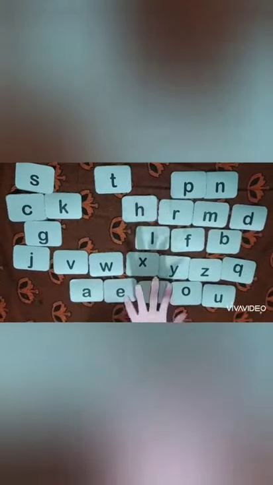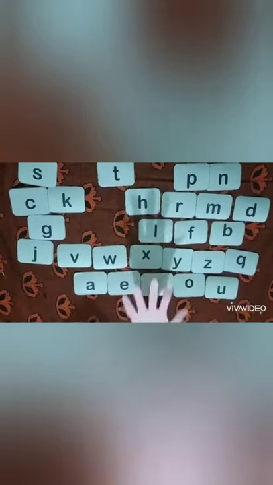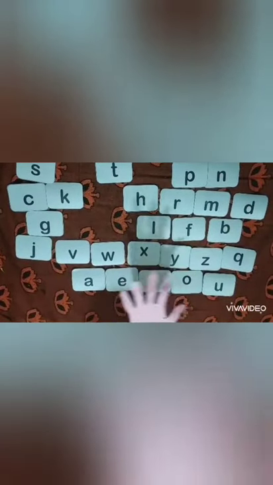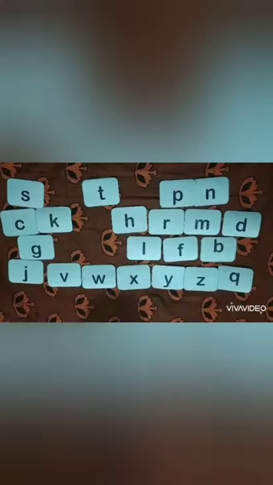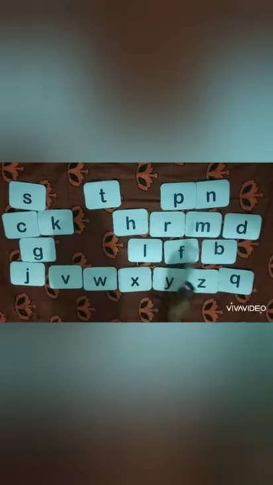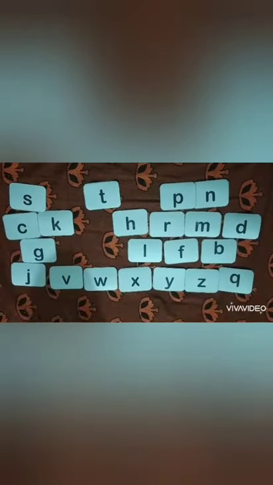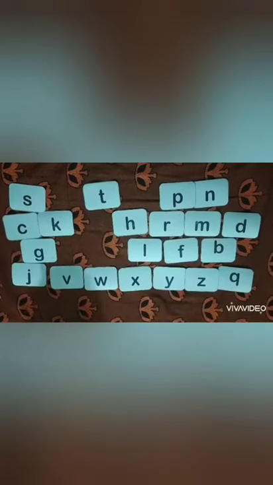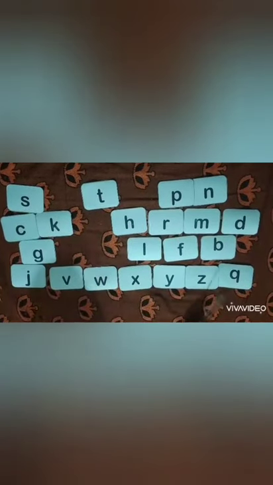Good. Now, vowel hand is telling you all thank you. Bye-bye. Children, the remaining letters are called consonants. Shall we read consonants now? Come on, let's read.